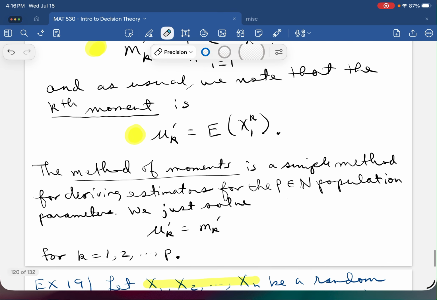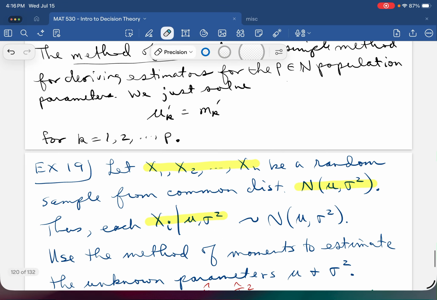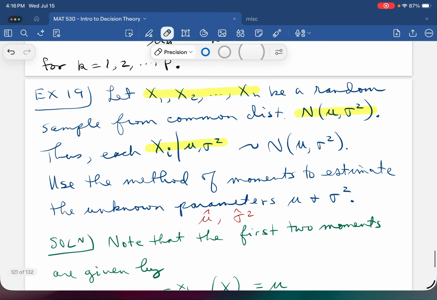And the method of moments is a simple method for deriving estimators for our parameters, and all we do is just equate the kth moment and the kth sample moment, and then just solve for the parameter involved, and whatever that leads to is the estimator that we will use for that. So let's look at an example. So here we have a random sample from a normal distribution. And so let's use the method of moments to estimate the unknown parameters mu and sigma squared.